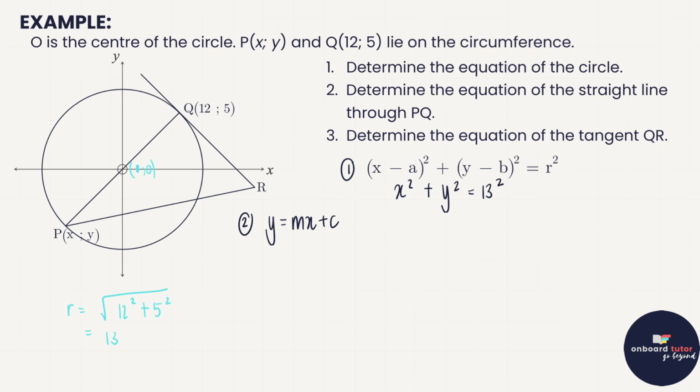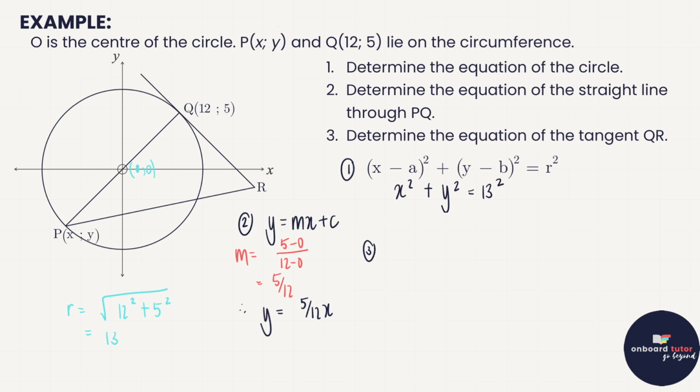Let's work out the gradient. m is equal to (y2 minus y1) over (x2 minus x1). So the gradient is 5 over 12. And so therefore, nice and easy, the equation of this line is y is equal to 5 over 12 x plus 0, which you wouldn't really have to write, that plus 0 part. So let's leave it at y = 5/12 x. Now, determine the equation of the tangent, question 3.